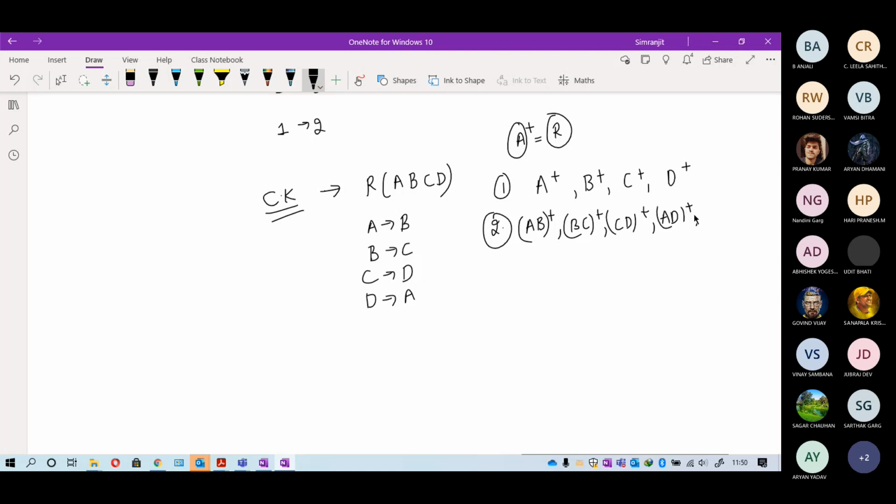Any other combination? I think AC is also there. AC, I think one is remaining, that is BD. Okay, so these are all the two-length combinations possible. Following the relation ABCD, now what are the three-length combinations that are possible?